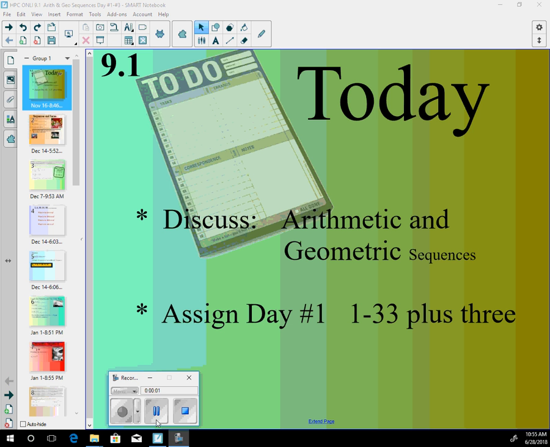This is chapter 9, the very last chapter for semester 1, wrapping up the functions topics. We're going to look at arithmetic and geometric sequences. We're going to look at finding the nth term. So what is a sequence or a series? What does finding the nth term mean? We'll look at those things today.